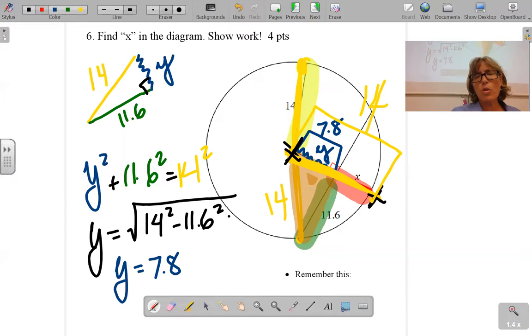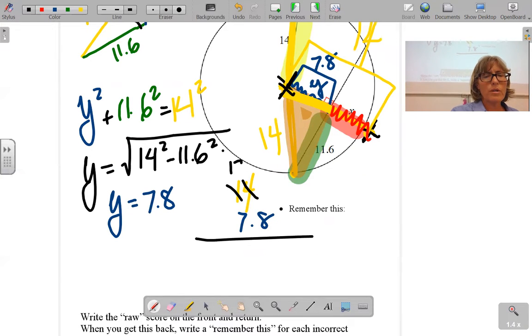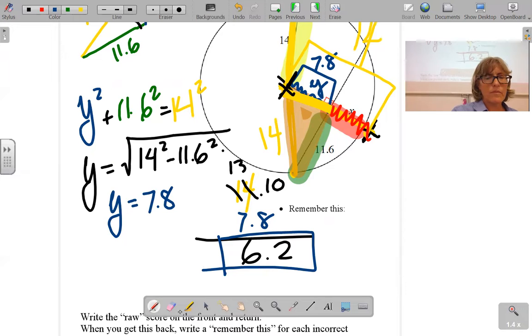So to get your red squiggle, 14 minus 7.8. Borrowing, that's 13. And that's now a 10. So that means your x is 6.2.